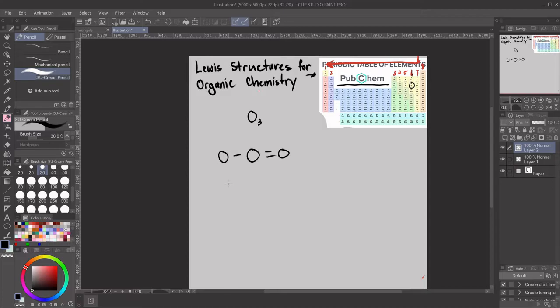The idea with O3 is that each one of these oxygens will have 6 valence electrons, so we have 18 electrons total to play with. That means there are only a few configurations we can make. One of those configurations looks like this, and the other configuration looks like this. Again, what you'll see here is that lone pairs and double bonds are moving around.